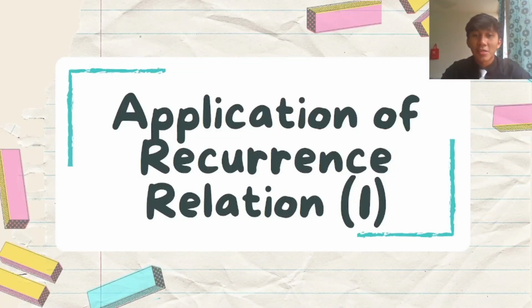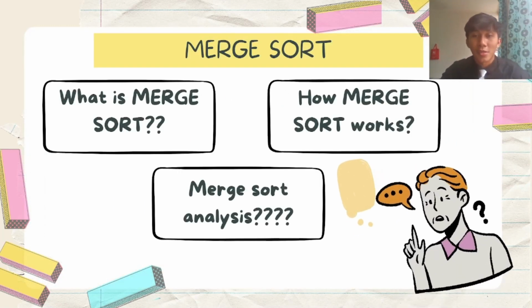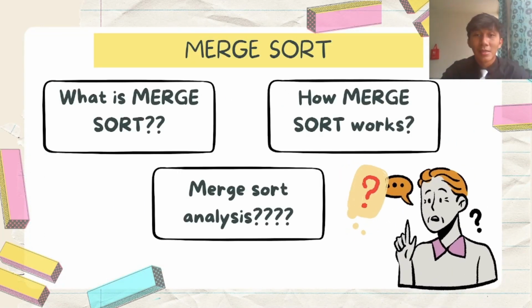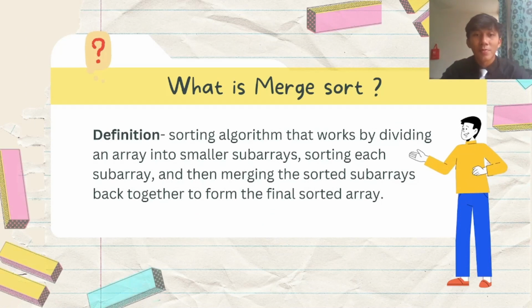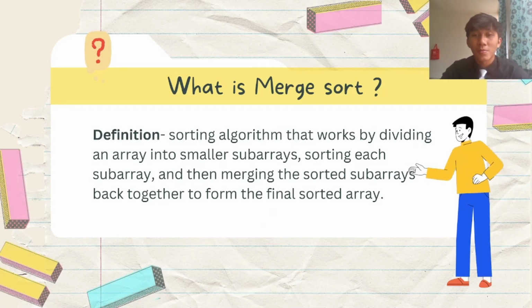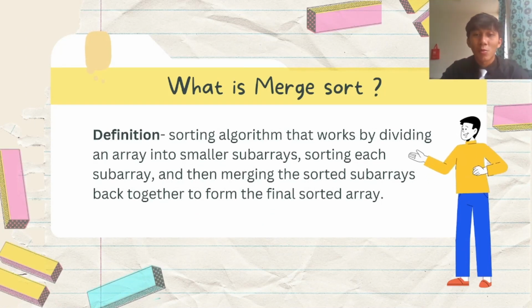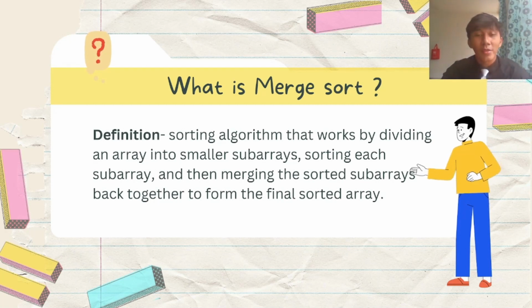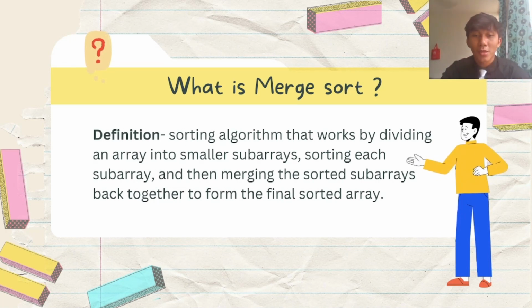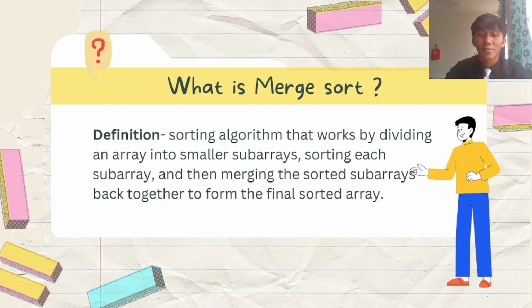Next is the application of recurrence relation. For the application, I choose merge sort as our example for today. First, what is merge sort? Merge sort is a sorting algorithm that works by dividing an array into smaller subarrays, sorting each subarray, and then merging the sorted subarrays back together to form the final sorted array.